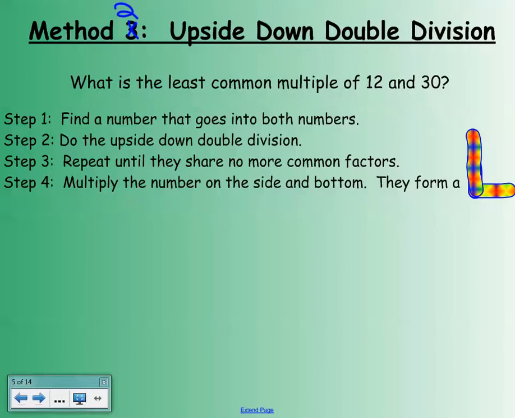So the steps are written down for you already. When I want to find the least common multiple of 12 and 30, I'm going to write down 12 and 30. Write this down under examples. And I'm going to put an upside down double division box around there. Just like before, I need to find a number that goes into both numbers. So what can go into both 12 and 30? Well, they're both even, so I'm going to take a 2 out of both of them.